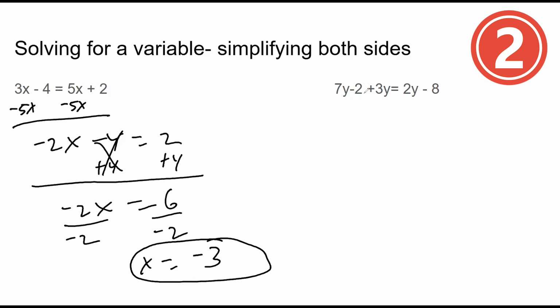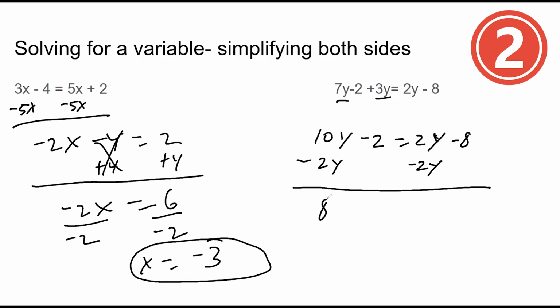All right, same thing here. Now, if you look at this one, I can actually do a little combining first, and that will save me some headache later. So 7y plus 3y is 10y, minus 2 equals 2y minus 8. That's just going to make my life a little easier.